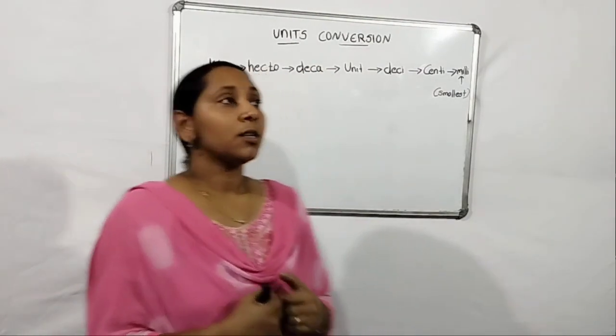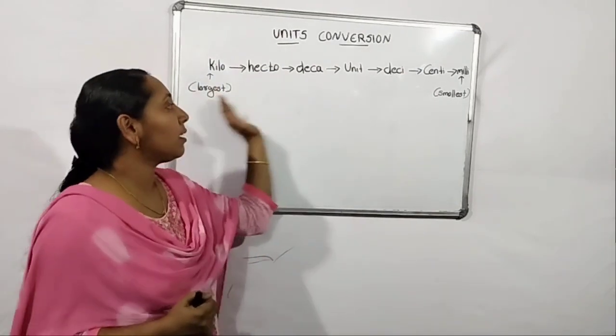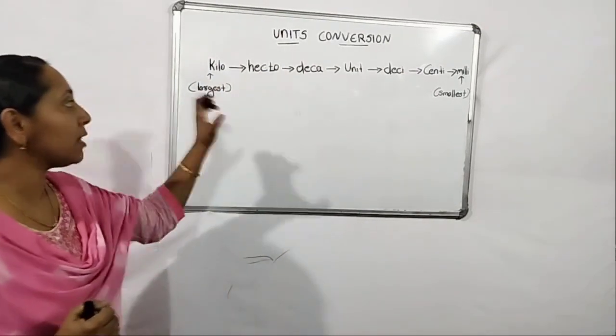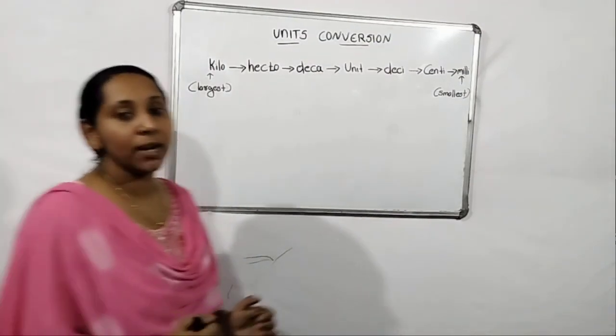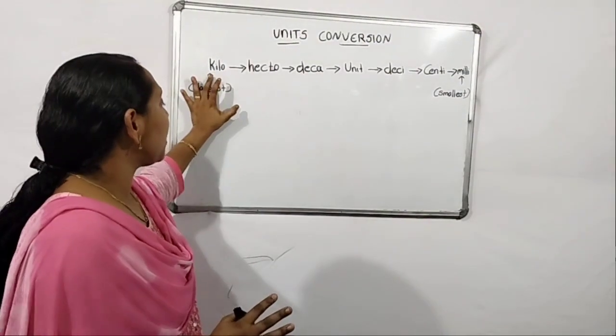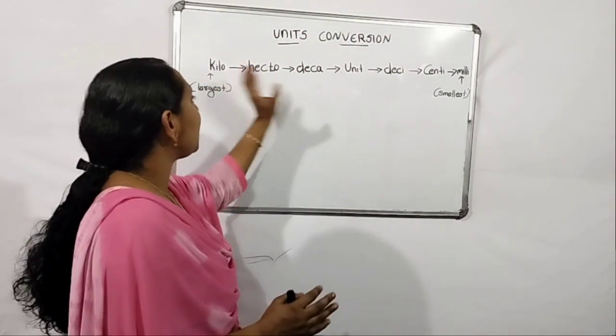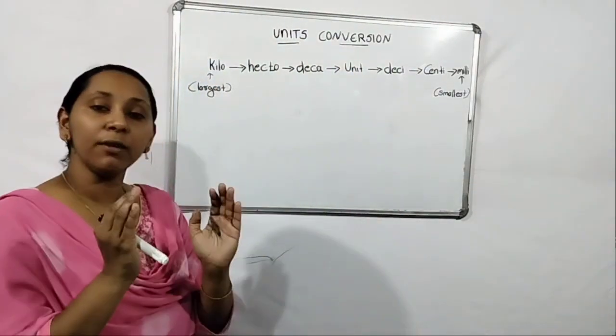Okay. So I'm just taking a general step based on unit conversion. It's useful for each and every unit system. Largest unit to smallest unit. In between each and every step, the difference is 10.